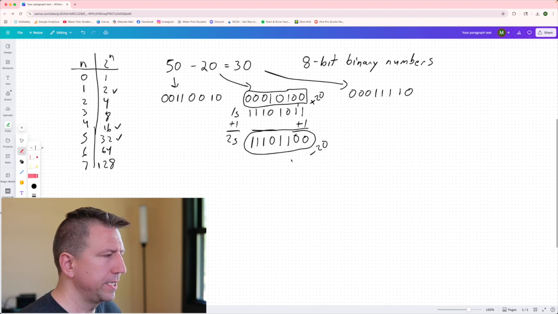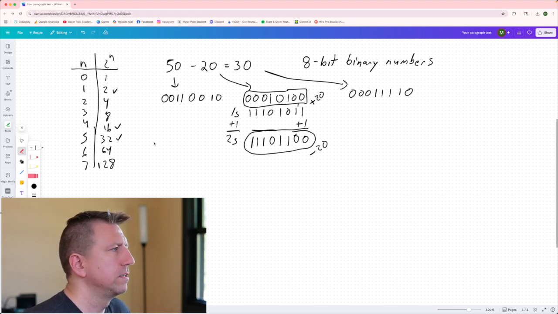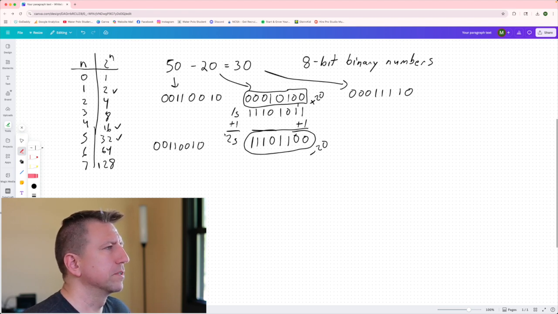So let's go ahead and do the operation now. 50 minus 20 should be giving me a 30. So we're going to take 50, 0011, 0010, and we're going to subtract 20 from it. And so we're going to add this number, which is -20. We do that: 0, 0, 0, 1, 0 is 1, 0, 1 is 1, 0, 1 is 1, 1, 0 is 1, 1, 1 is 0, carry the 1, 1, 1 is 0, carry the 1, 1, 1 is 0, carry the 1.